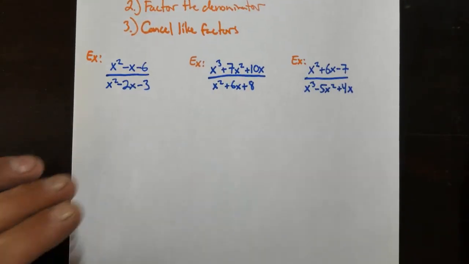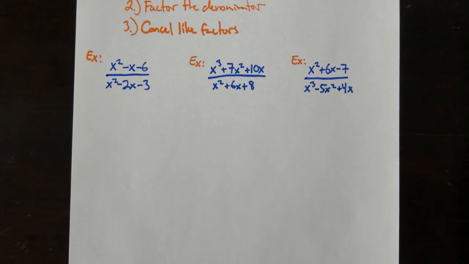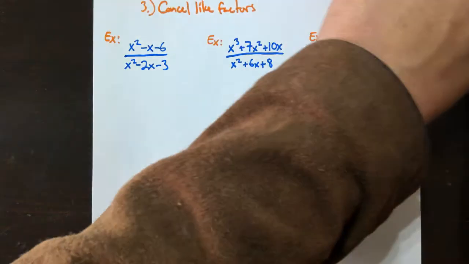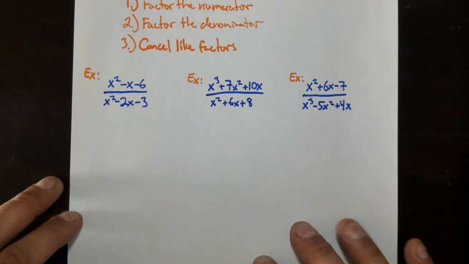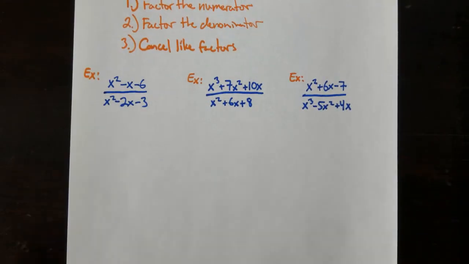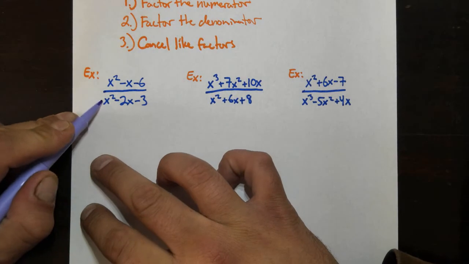It's really not that bad. The hardest part is the factoring part. So that's what I imagine will take up most of the time here today. So let's go ahead and factor the top of this and factor the bottom of this and see what we can cancel out.